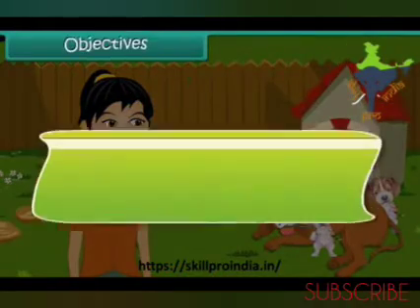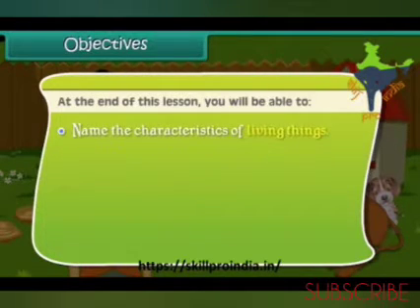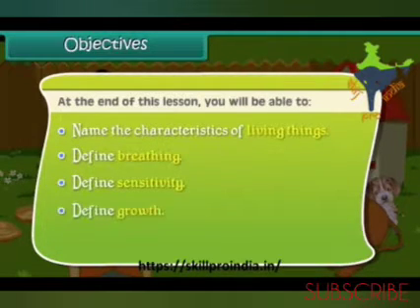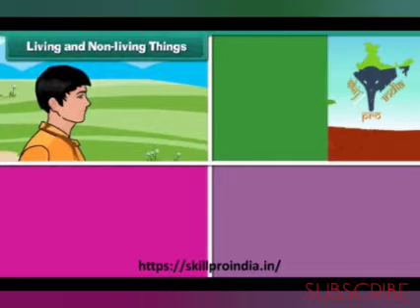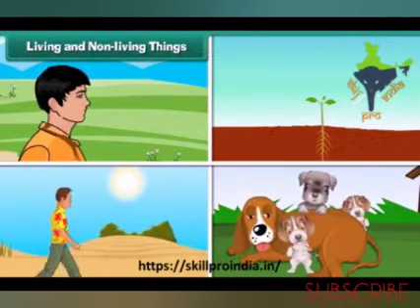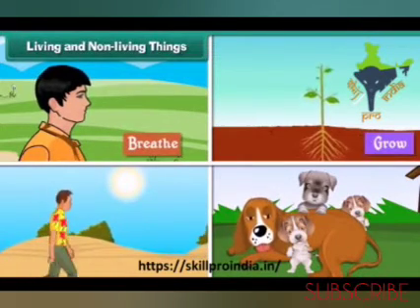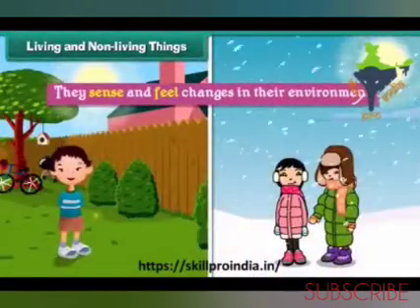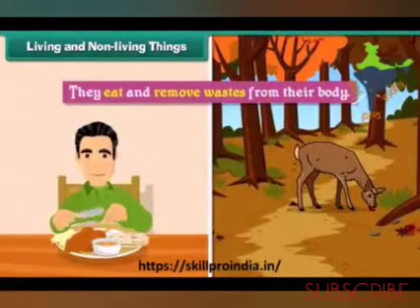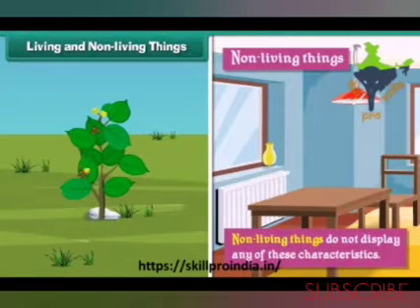Objectives. At the end of this lesson, you'll be able to name the characteristics of living things, define breathing, define sensitivity, define growth, define reproduction. Living and non-living things. Living things display the following characteristics. They breathe, they grow, they move, they reproduce, they sense and feel changes in their environment, they eat and remove wastes from their body. Non-living things do not display any of these characteristics.